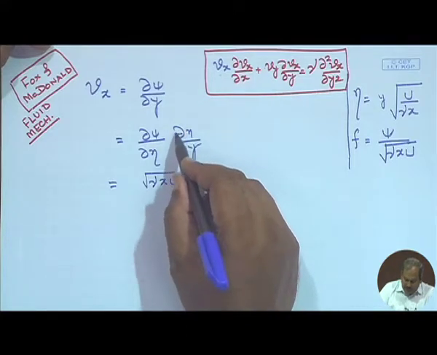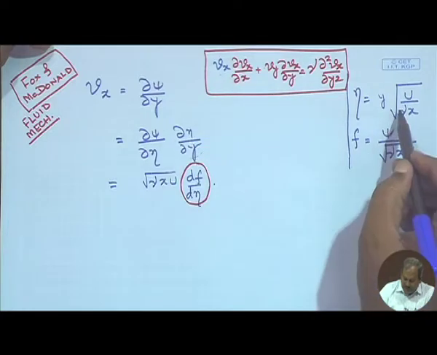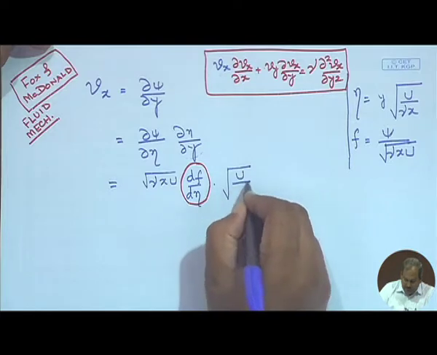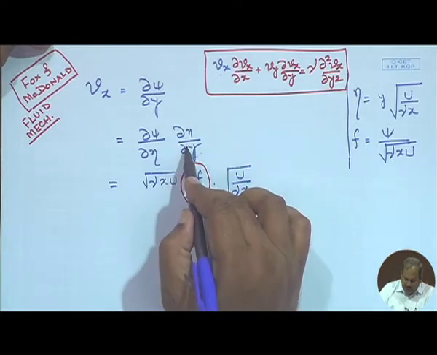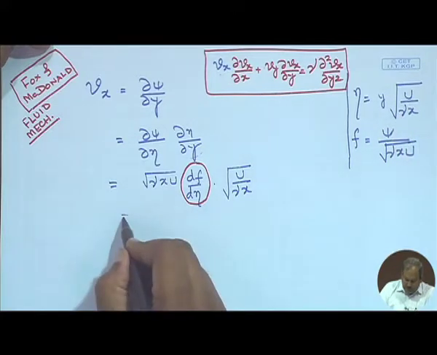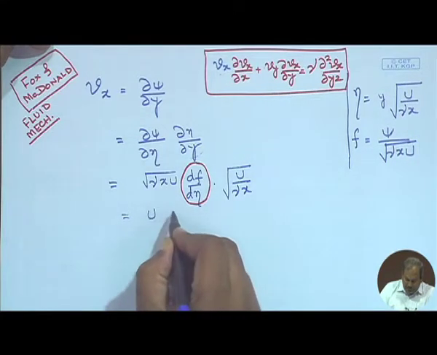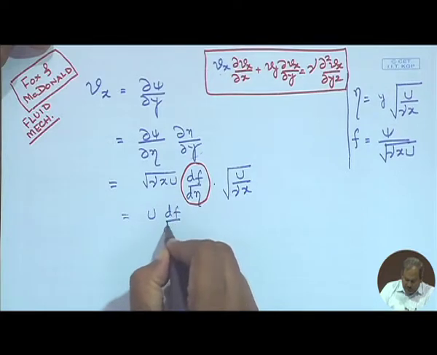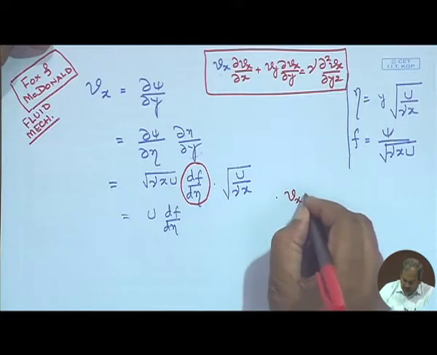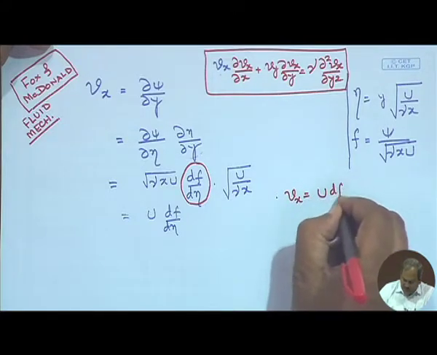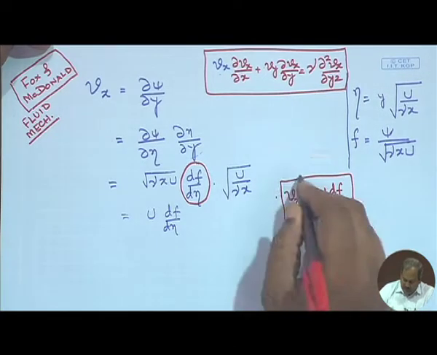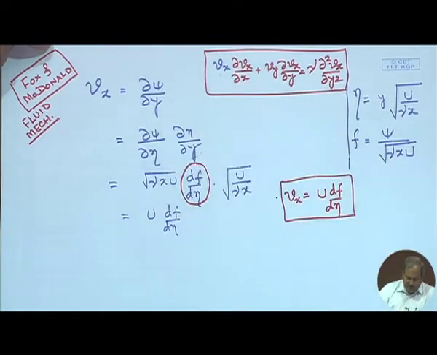And if I find out what del eta by del y is from over here, I would simply get root u by nu x. So this directly follows from our definition of eta. So therefore this expression is u times df d eta. So my Vx is equal to u times df d eta. This can subsequently be substituted in here.